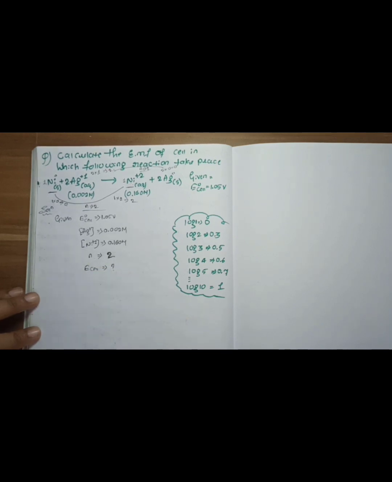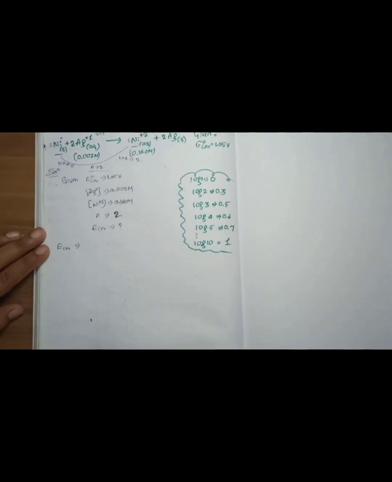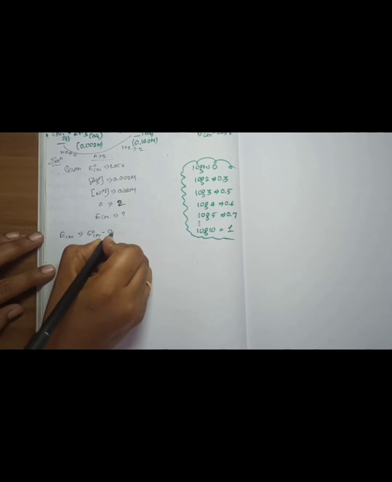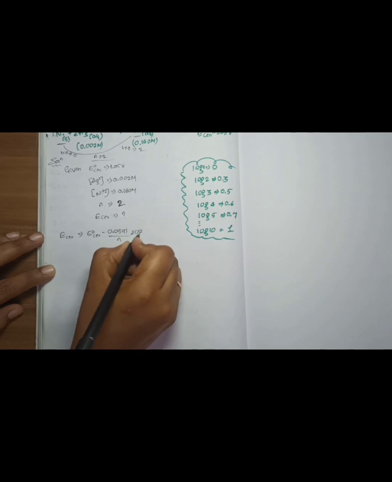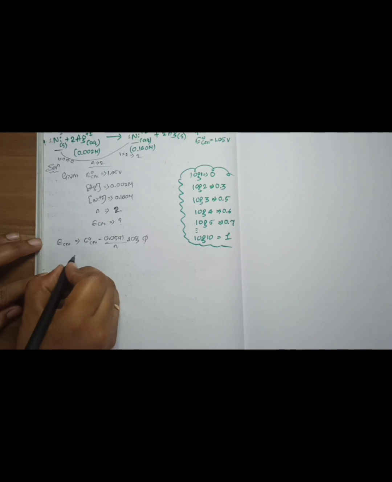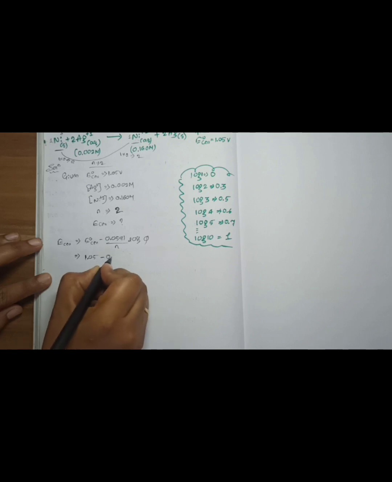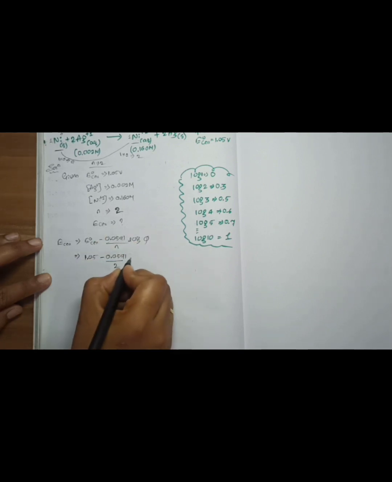Okay, now here which formula we have to use? E cell is equal to E naught cell minus 0.0591 divided by n log Q. Q means the reaction coefficient. Now, E naught cell value is already given. How much is given? 1.05 volt minus 0.0591 divided by n, which is 2, log.